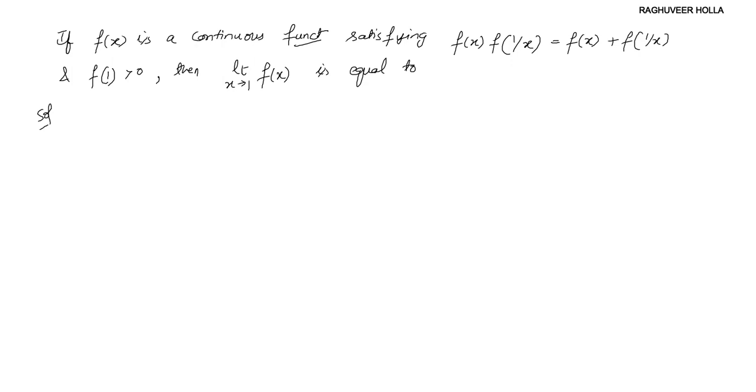Let us look at the next problem. Read the question carefully. Now, since f is a continuous function, therefore the limit as x tends to 1 of f of x is equal to f of 1.